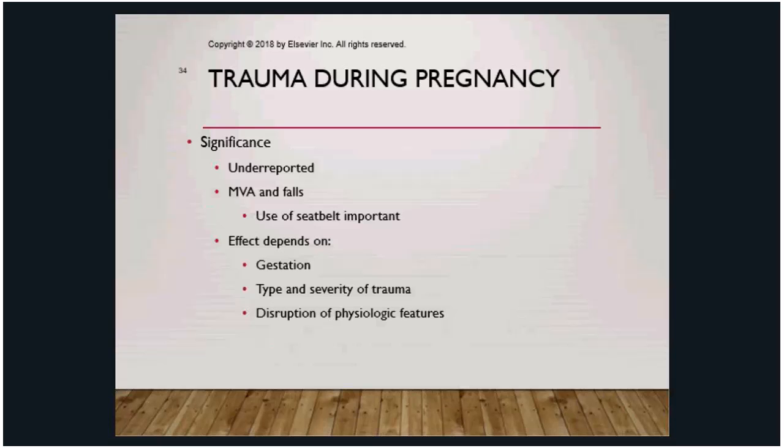Trauma during pregnancy, the significance is underreported. It could be due to motor vehicle accidents or falls. The use of a seatbelt is very important. It depends on the effects of such trauma, gestation, type and severity of the trauma, and the disruption of physiologic features.